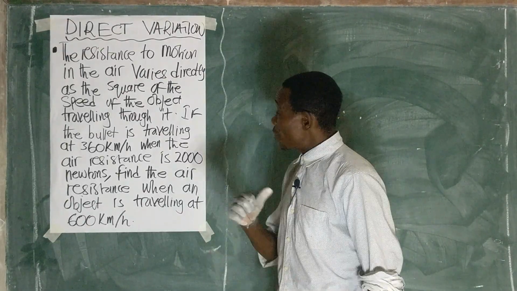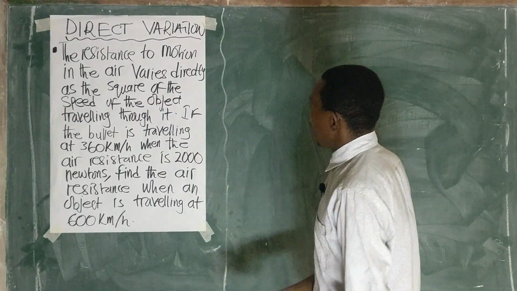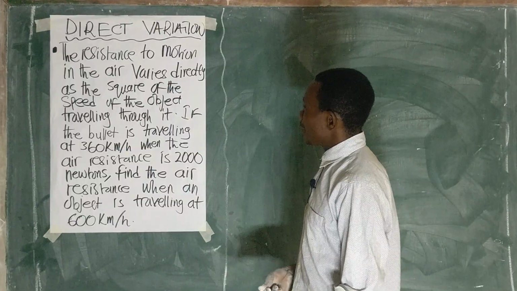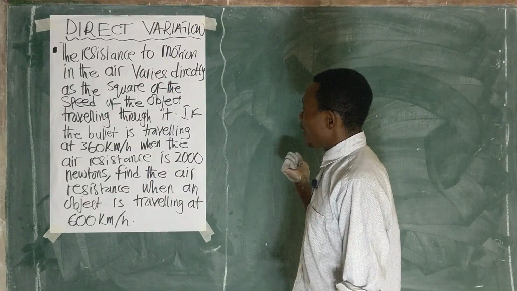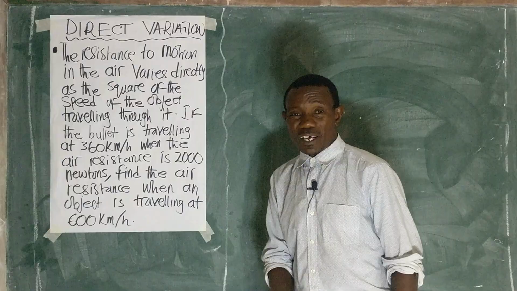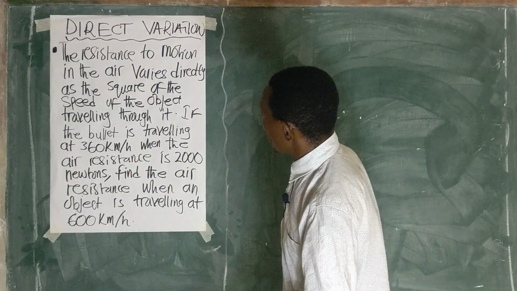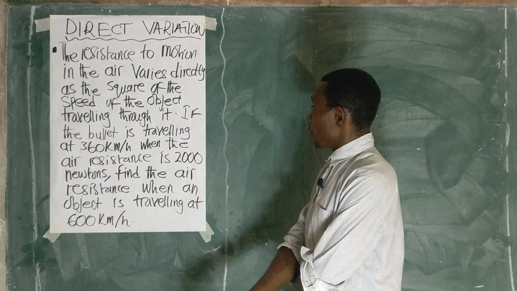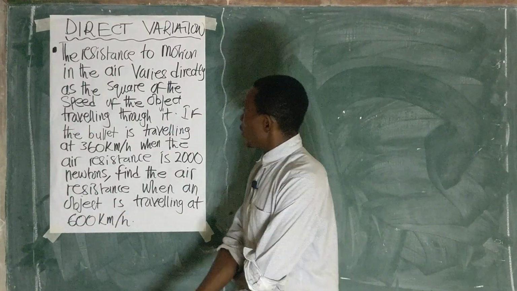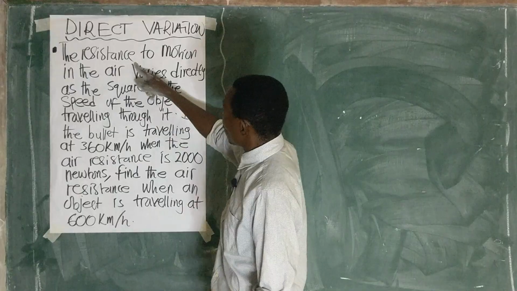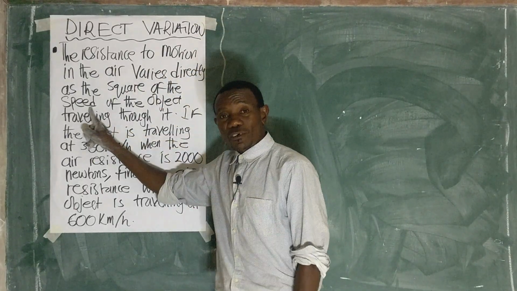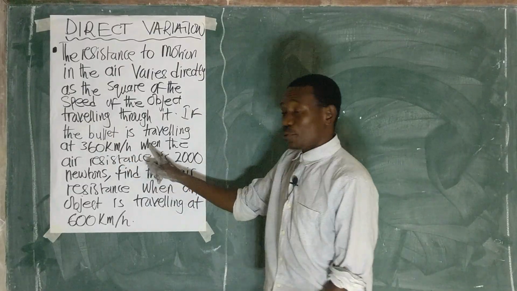Discussion. In the previous video, we looked at the first example. What we did in the first example and discussed in that very first video will not give you any hiccups. If you study this one very well, you find that here we are talking about the resistance to motion versus the speed of an object. In this case, it's a bullet.